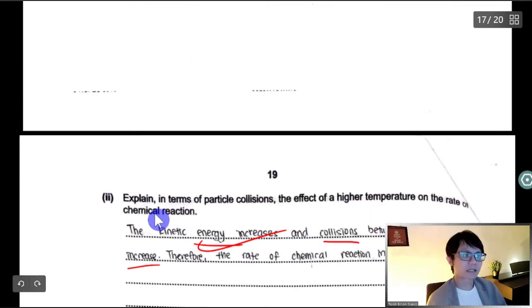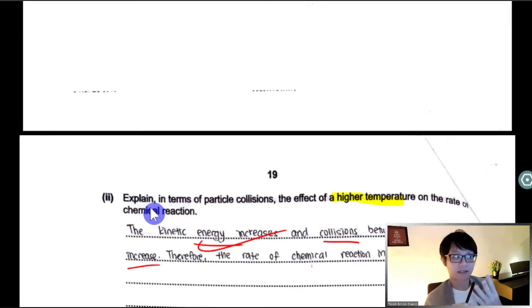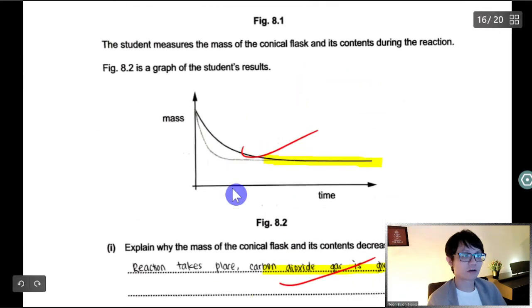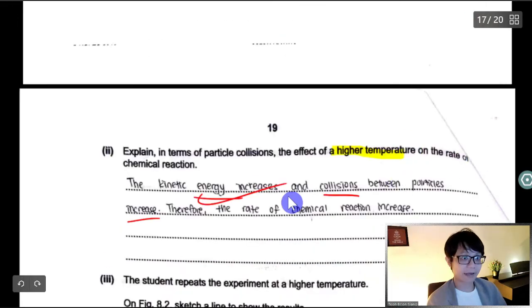Explain, using particle collision, the effect of higher temperature. So if the temperature is higher, the reaction will go faster, correct or not? This is a chapter where there are 4 factors that can influence the rate of reaction, correct or not? Surface area, temperature, pressure, catalyst, and one more is what? Yeah, concentration. Okay, concentration. So in terms of this, it is talking about pressure, and they ask you why.